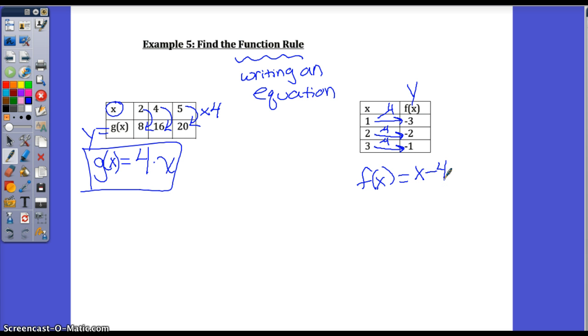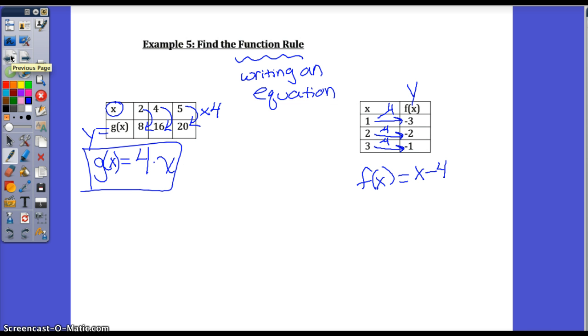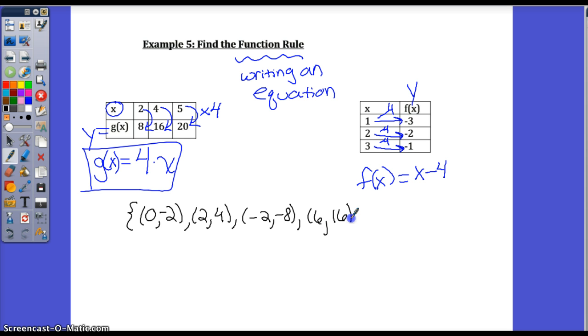Now this one is on your notes. Let's add it in here. It's a little bit more challenging. In braces, we have in parentheses (0, negative 2), (2, 4), (negative 2, negative 8), (6, 16). Again, how do I get from x to y? How do I get from 0 to negative 2? Same way I get from 2 to 4. Same way I get from negative 2 to negative 8. Same way I get from 6 to 16.